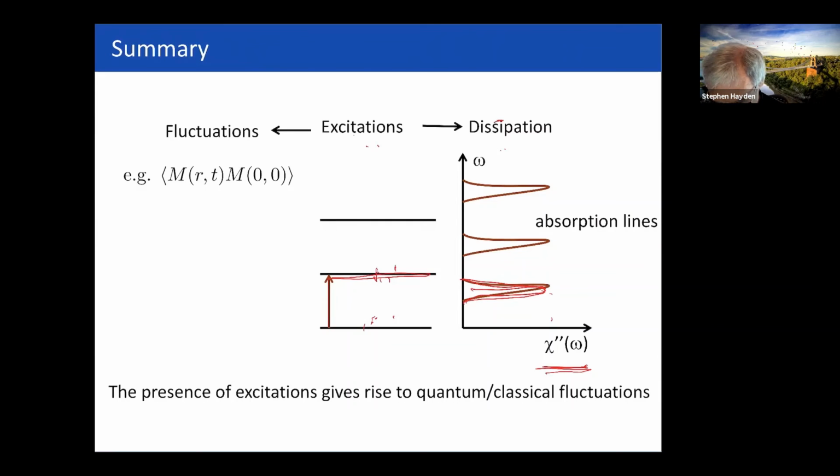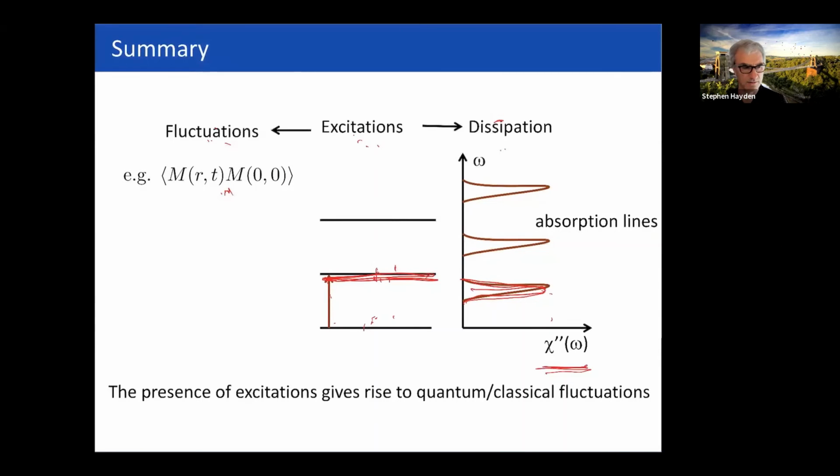But we also have a connection between excitations and fluctuations. Because you have quantum mechanical effects, quantum fluctuations, and you have classical fluctuations, some of these excitations will always be excited, and that will give you the fluctuations. And the fluctuation dissipation theorem then connects these three different things. Okay, so that's it for this week. Are there any questions?